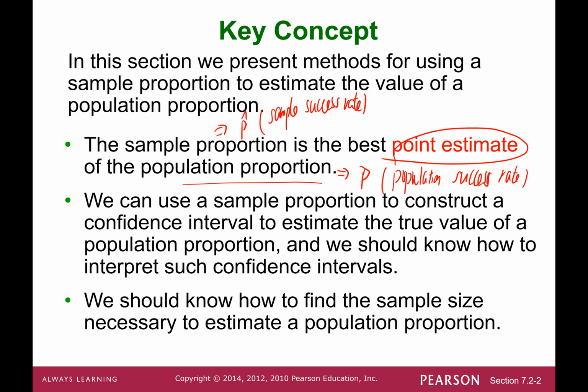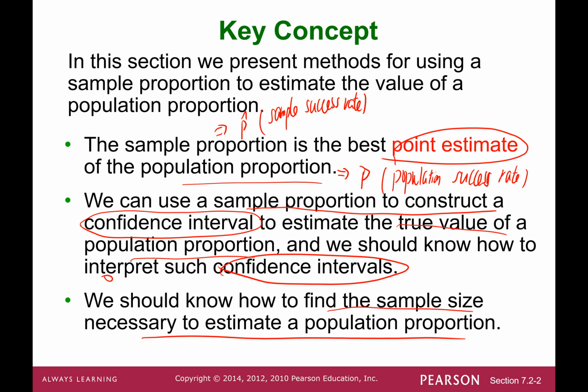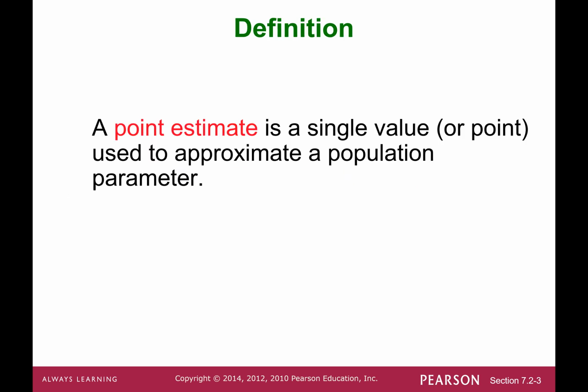So we can use a sample proportion to construct the confidence interval. This is another major topic in this chapter: constructing a sample confidence interval to estimate the true value of the population proportion. We learn how to interpret such confidence intervals. And then we're also going to use a formula to find the sample size necessary to estimate the population proportion. Those are the major topics we're going to cover.